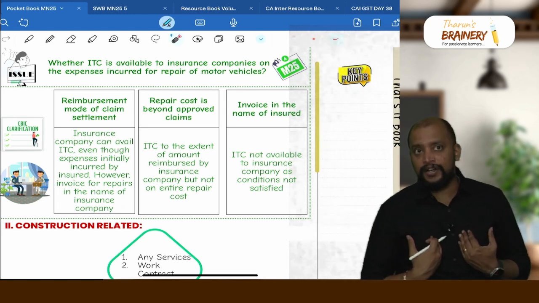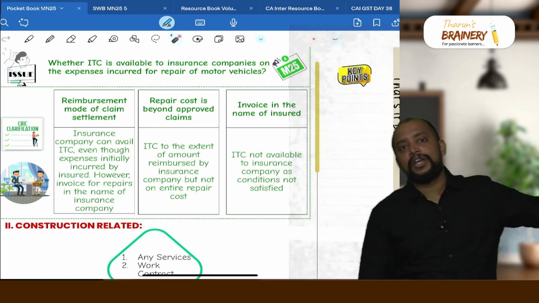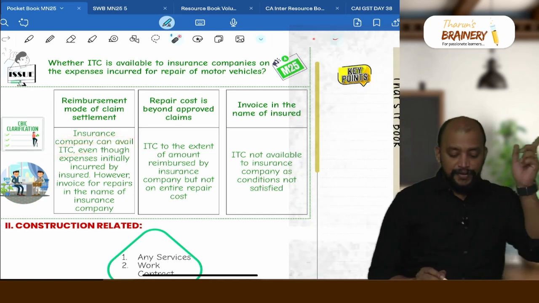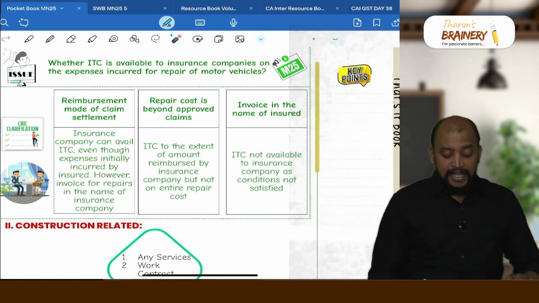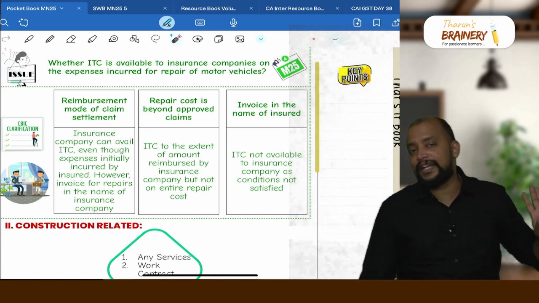For example, I am the owner of the car. Now I will pay first. It's not cashless. I will pay first and then the insurance company will reimburse me. So the insurance company can avail ITC even though expenses were initially incurred by the insured, even though initially I pay. However, the invoice should not be in my name. The invoice should be in the name of the insurance company. Then the insurance company can take ITC.